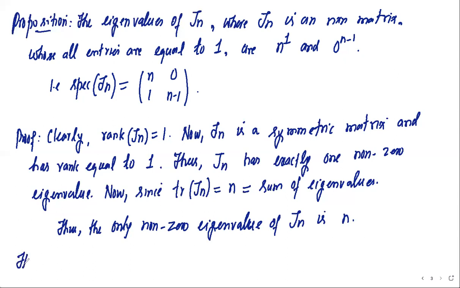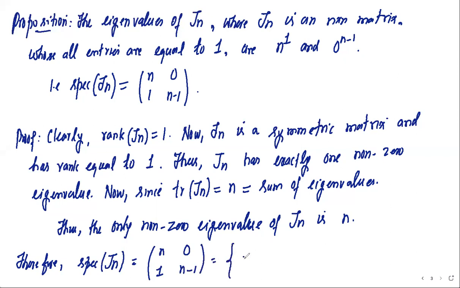Hence, since the remaining eigenvalues are equal to 0, and since this Jn is an n cross n matrix, it has n eigenvalues, one of them is n and the remaining n minus 1 are equal to 0. So therefore, the spectrum of Jn is n, an eigenvalue repeated 1 time, and 0 is an eigenvalue repeated n minus 1 times. Or we can also write it as n power 1 and 0 power n minus 1.